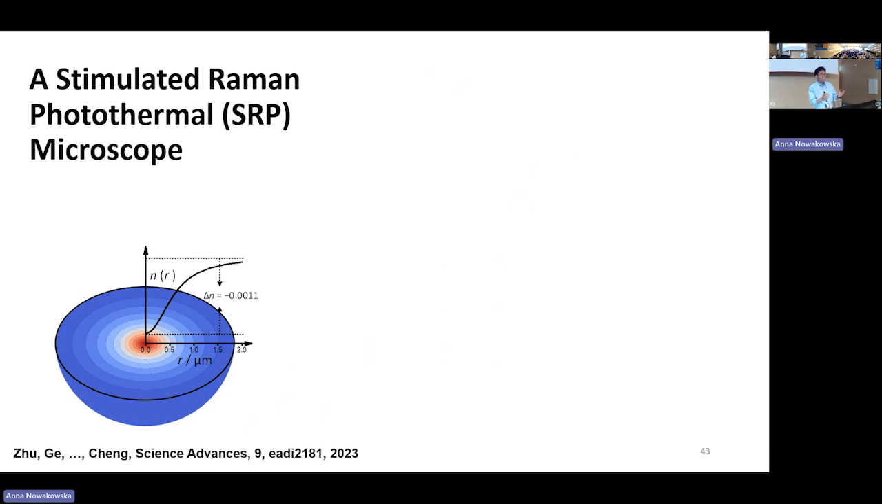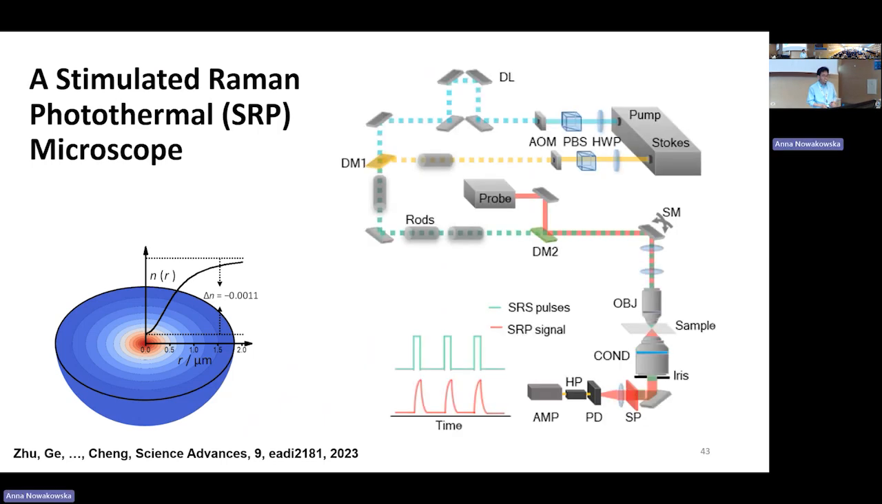This process increases the temperature at the very middle of the focus, and this causes thermal expansion or a change of refractive index. Based on this, we have built a stimulated Raman photothermal microscope in which we use the pump and the probe as the excitation, and you add another beam to measure this photothermal signal. You don't even need a lock-in because you can digitize the photothermal response. This technique can be much more sensitive than SRS itself.